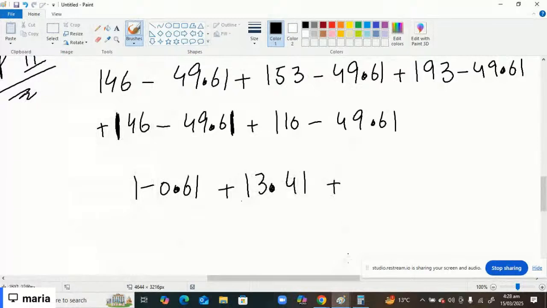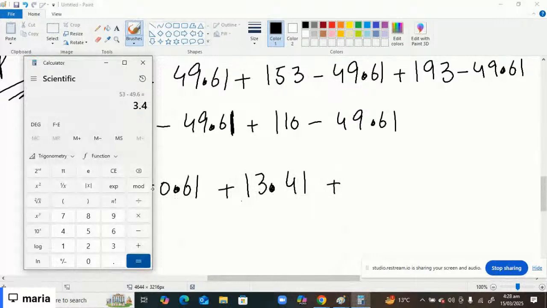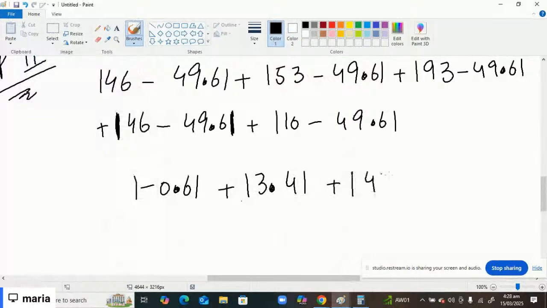Okay, next is 93 minus 49.6, sorry, this is 90, that is 43.4. Okay, add that up. This is the same, 46 minus 49.6, which is the same, 0.6. We're going to just write it.